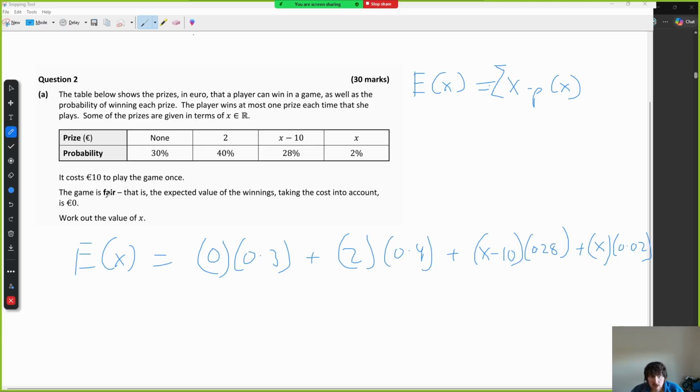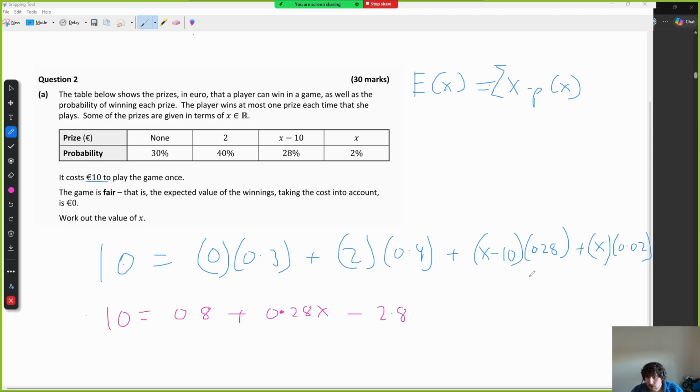Now we're told that the game is fair and it costs €10 to play, so the cost to play and the expected value should be the same, and so then this will be 10. And look what we got there. We've got one equation, one unknown, so you can move this around, so it should be easy to do. And that's a 0. This is 0.8 here. Then this is plus 0.28x, and then this is minus 2.8.